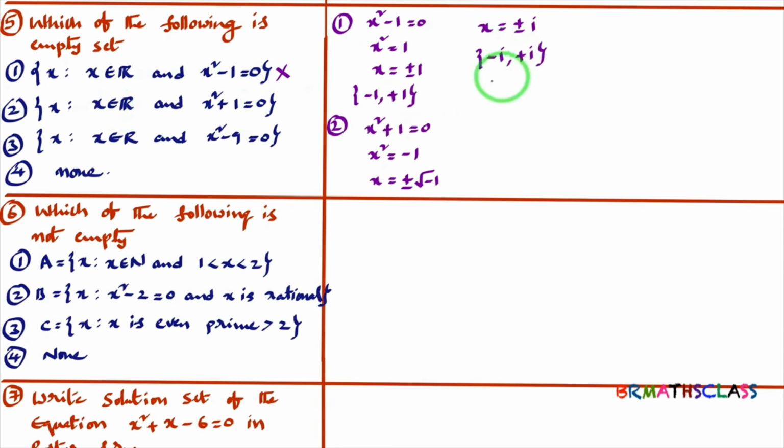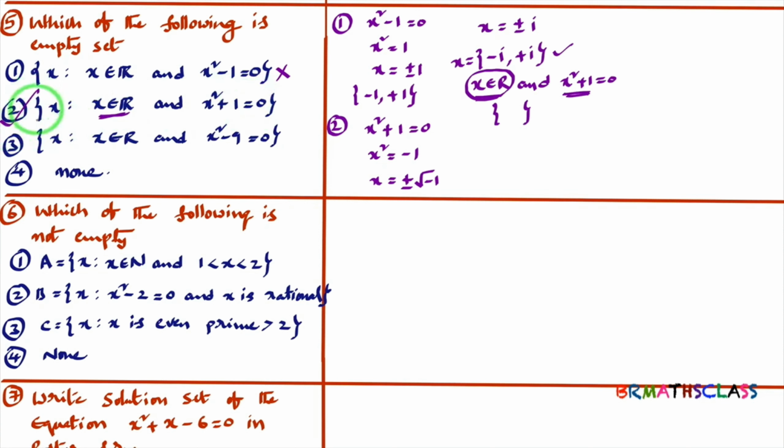In the second option they are saying that x is a real number. X is a real number and x square plus 1 equal to 0. But here we got x as a complex number. There is no real number here. Please try to understand. In case they had not specified that x is a real number, then we would write this is not an empty set. As they are specifying that x is a real number satisfying this equation, there is no real number satisfying this equation. So the second set is the empty set.